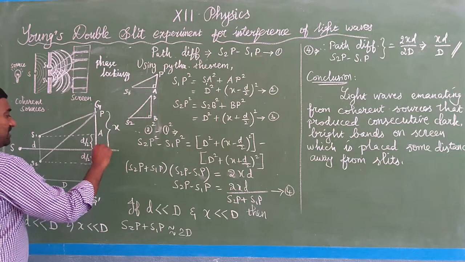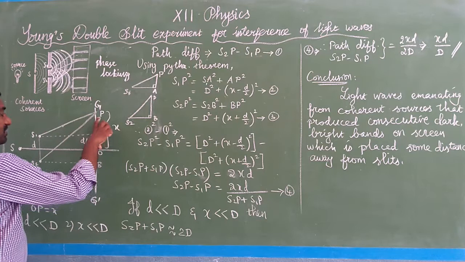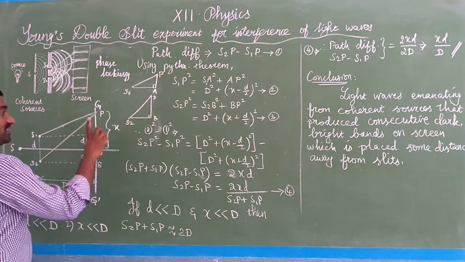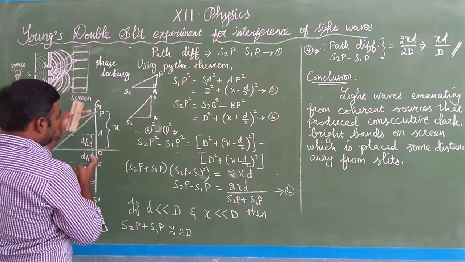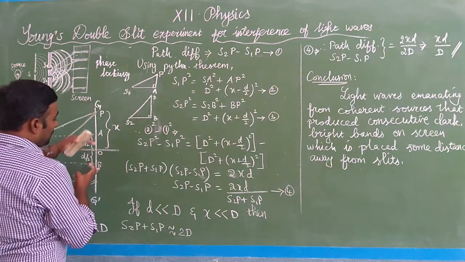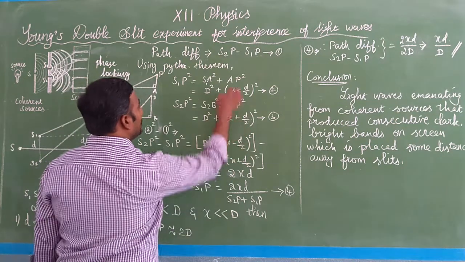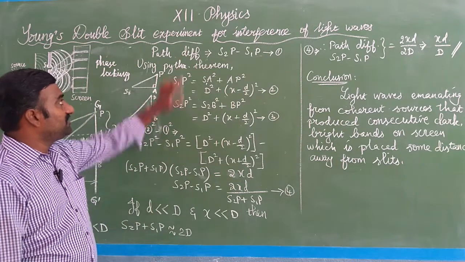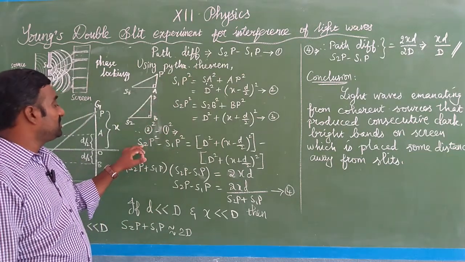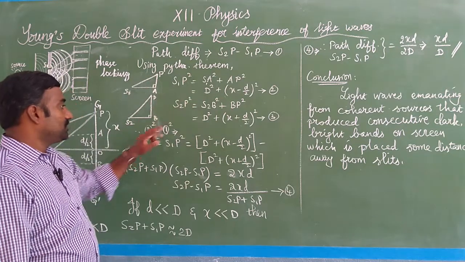So adding these two lengths, OP plus OB or OB plus OP is nothing but, what is it? BP. So BP is the sum of OP plus OB. So we need to add both. Okay. Then substitute this value in the path difference equations. Substituting these two values in path difference equations. What is the path difference? Yes, square both equations and then substitute. So square the equations.